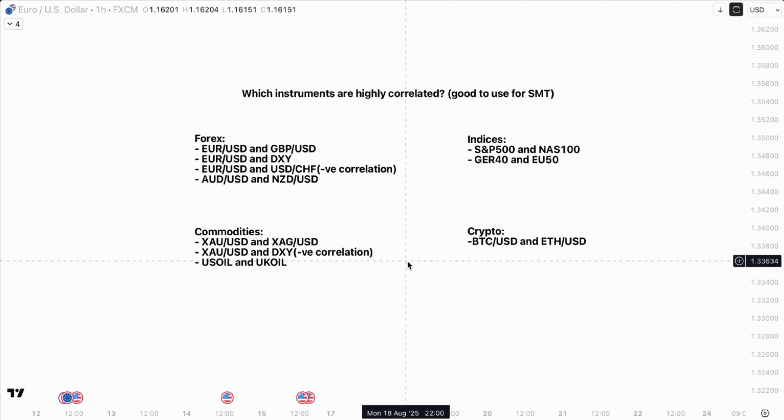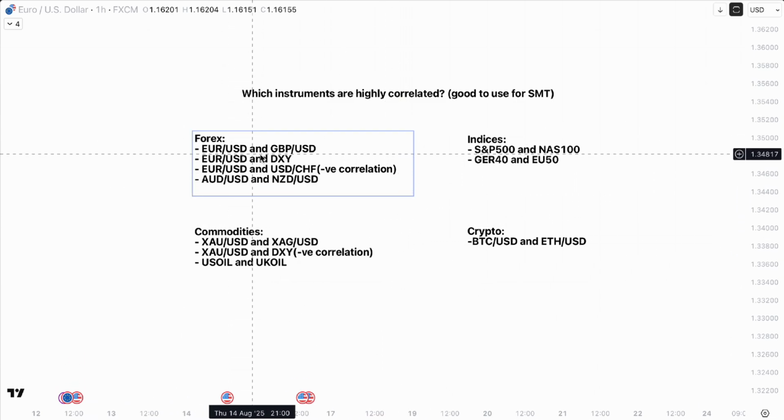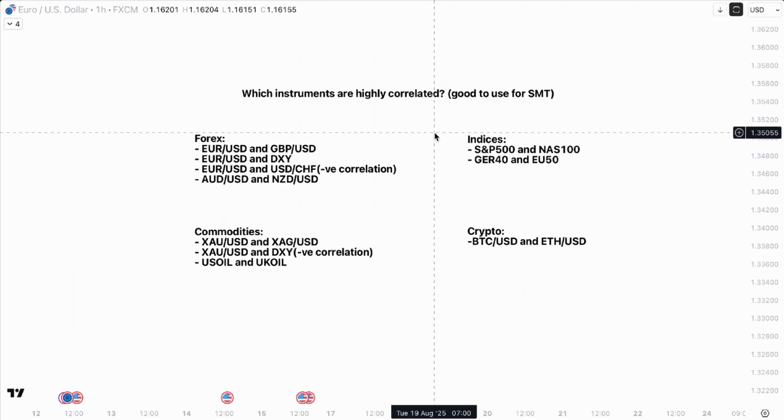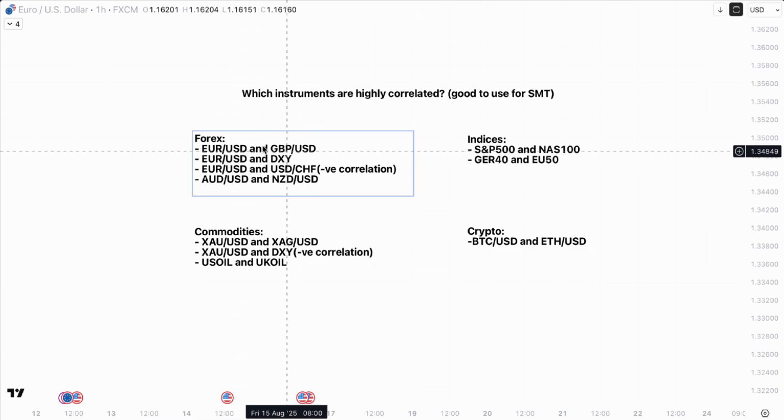Here I've highlighted the instruments that are highly correlated with each other. In the Forex industry, we have EUR/USD and GBP/USD, which in my opinion are the best ones. I personally trade them and I really like it. The next one is EUR/USD and DXY.